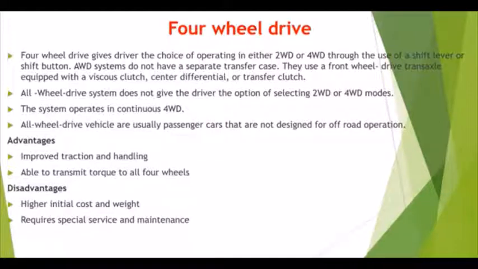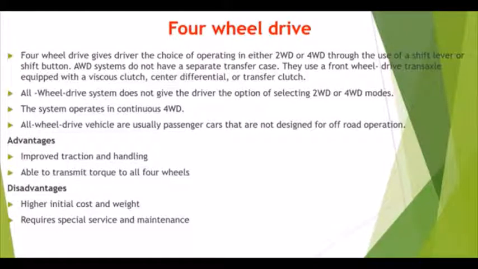It has main advantages like improved traction and handling, and it is used for transmitting torque to all four wheels. The major disadvantages are higher cost and weight, and it requires special maintenance in the case of four-wheel drive. That is a major problem for four-wheel drive.